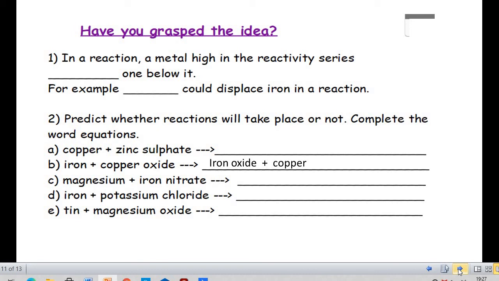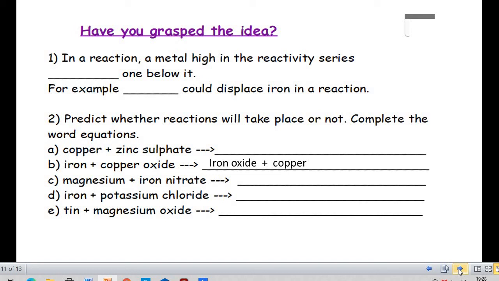You fill in this sheet, and I've done one example for you. So number one says, in a reaction, a metal high in the reactivity series displaces something one below it. For example, something could displace iron in a reaction, fill in those blanks. And then it says, predict whether reactions will take place or not. Complete the word equations. So I've done B for you.